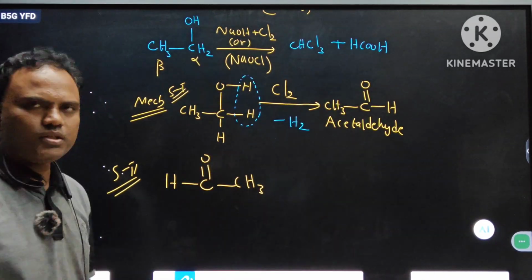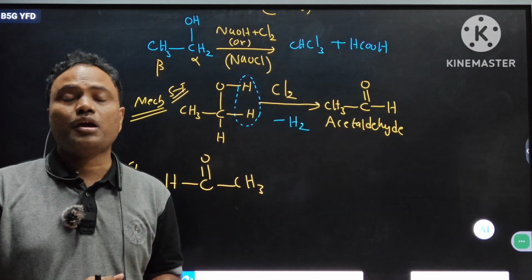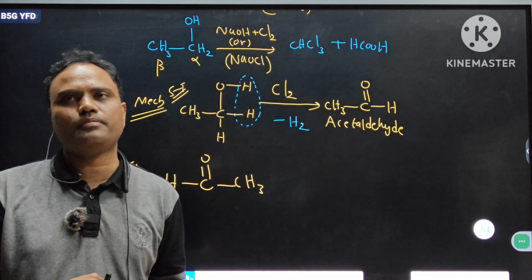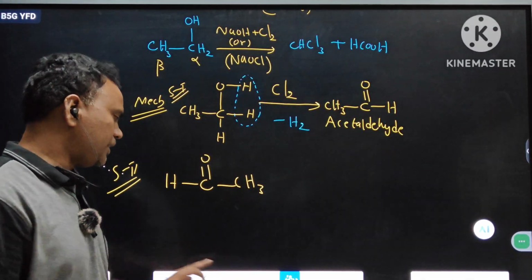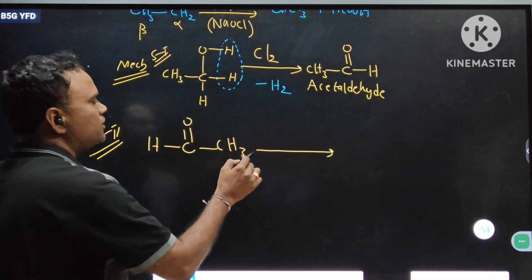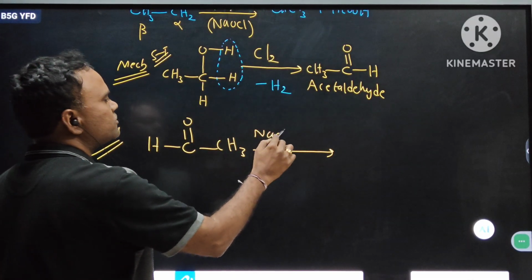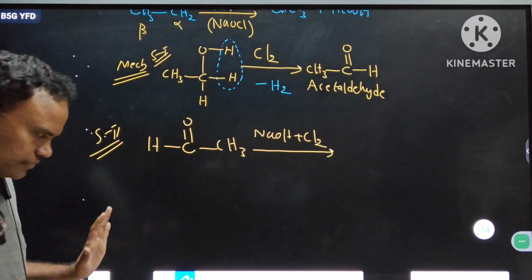CH3. Once remember, recall the haloform test in the alkyl halides. I gave the shortcut mechanism also for you. Okay. Again I will explain that. See, this is for the treatment with NaOH plus Cl2. Now see, look at this. Very simple.